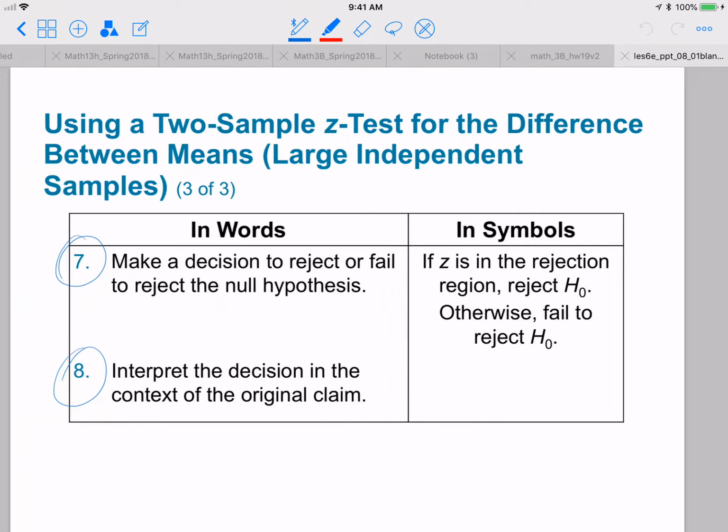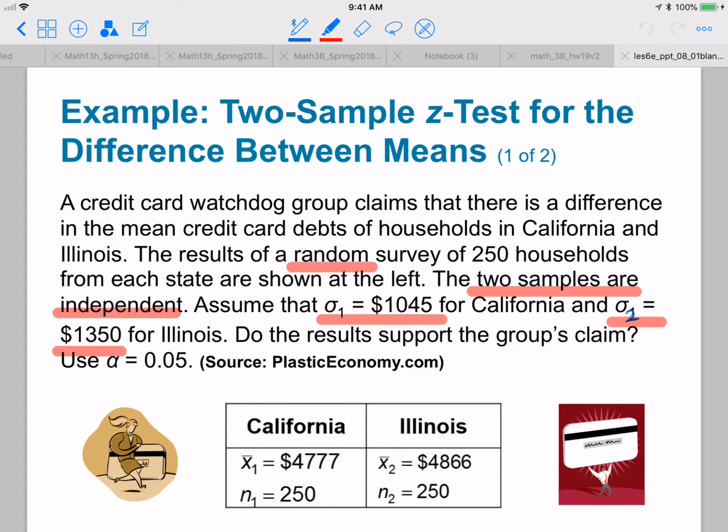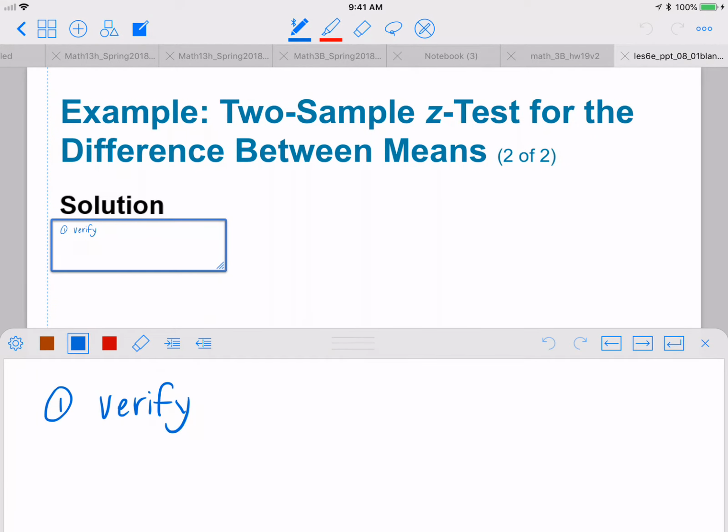And the last thing, let's see, what's the last thing we need to do? Okay, either the population is normally distributed or N1 and N2 are greater than or equal to 30. Okay, so let's just check that. And indeed, N1 and N2 are greater than or equal to 30. So we're good. Okay, so we verified what we need to verify. So those 4 items, we did that.